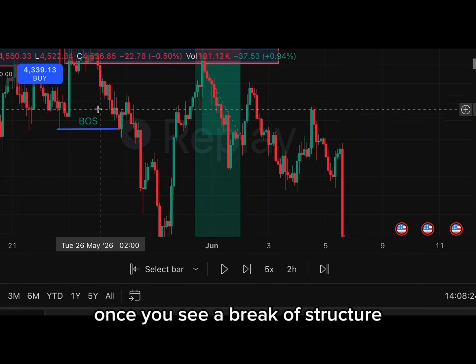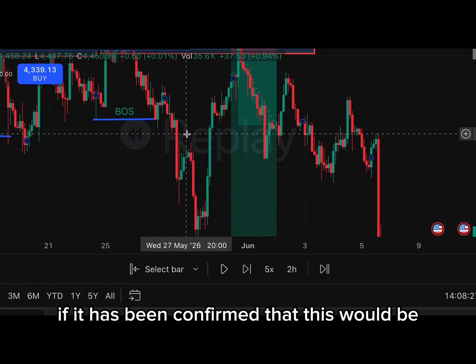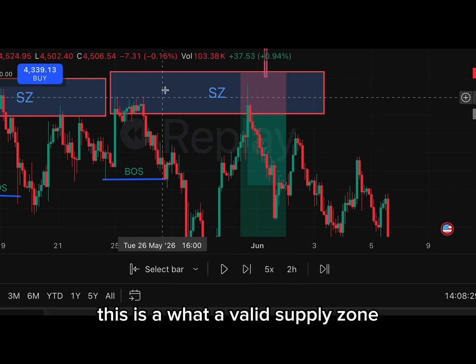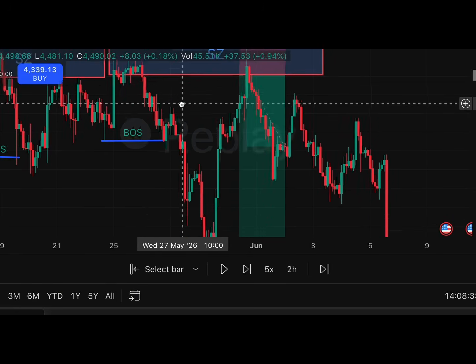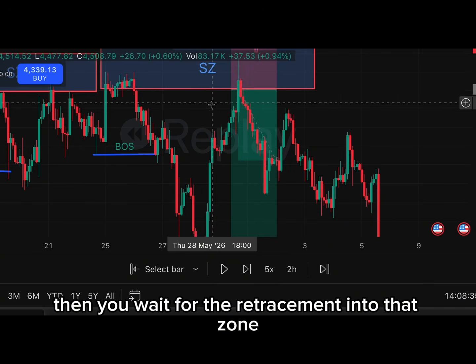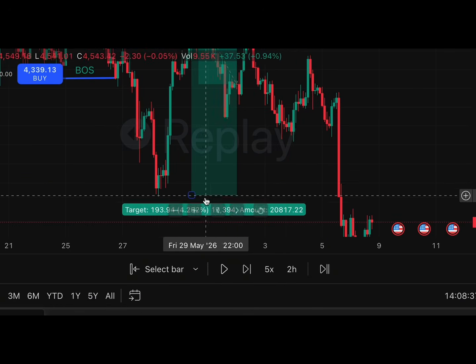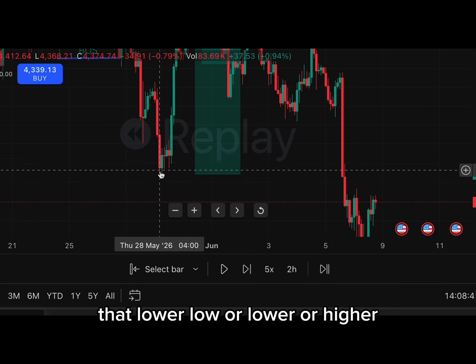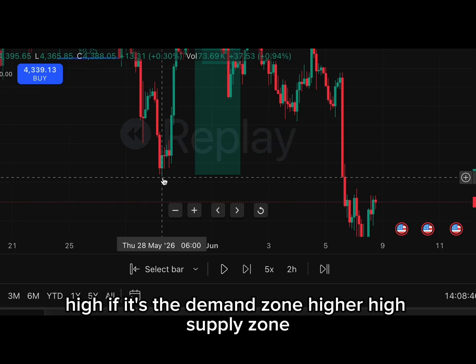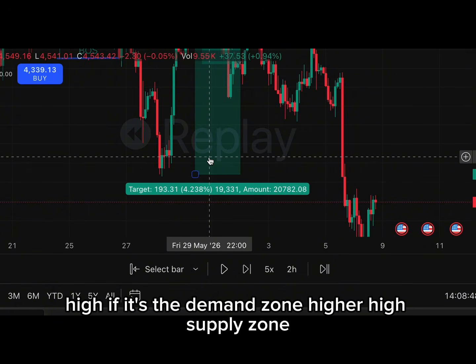Once you see a break of structure, it has been confirmed that this is a valid supply zone. The same for demand zone too. Then you wait for the retracement into that zone. Then you wait for it to hit TP. Where do you put your TP? That lower low, or higher high. If it's the demand zone, higher high. Supply zone, lower low.